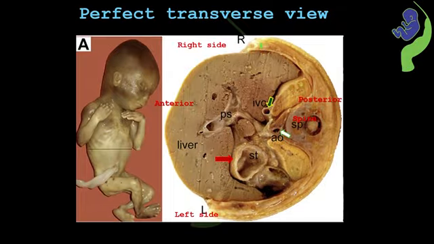A perfect transverse view of the fetal abdomen requires the following anatomical landmarks. To begin with, we have labeled the right and left side and the spine. To ascertain situs in a simpler and easier way, we have posted a separate video.